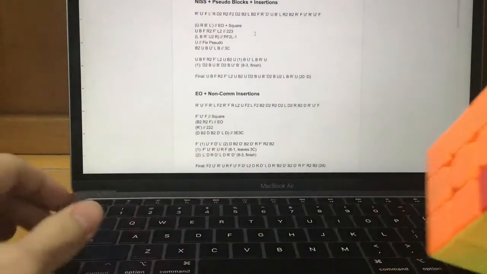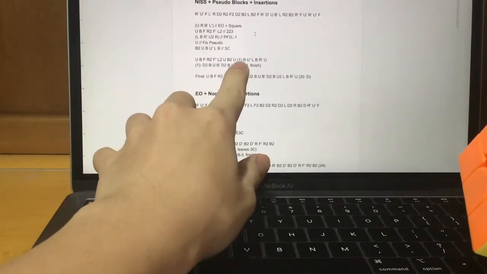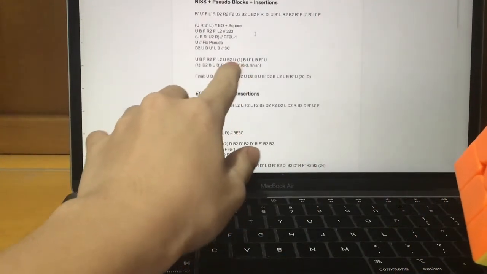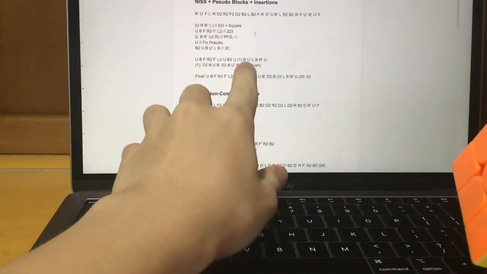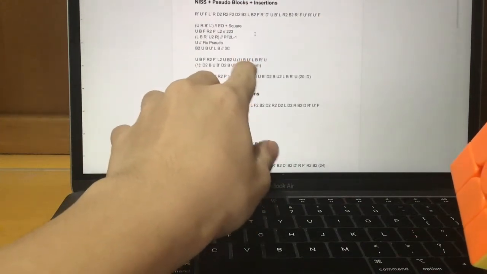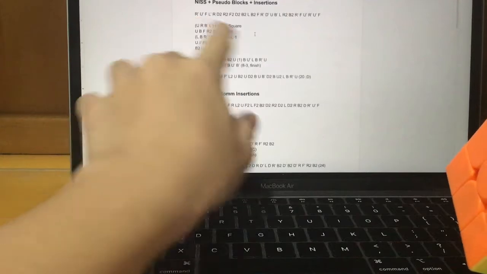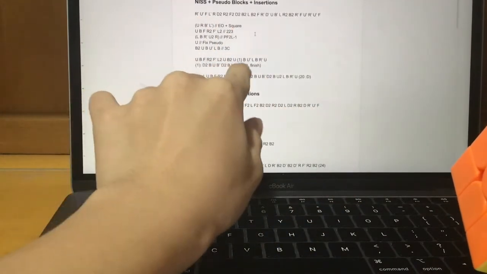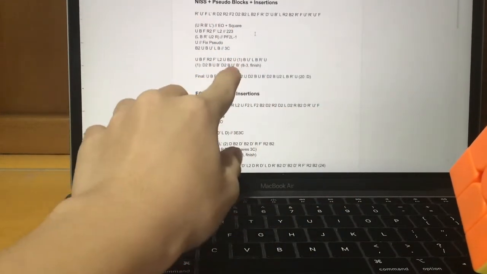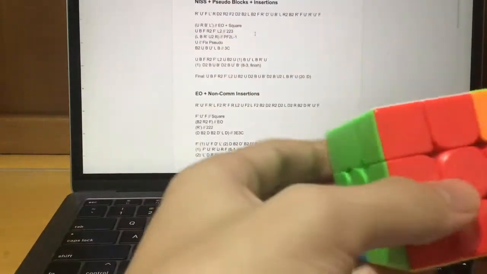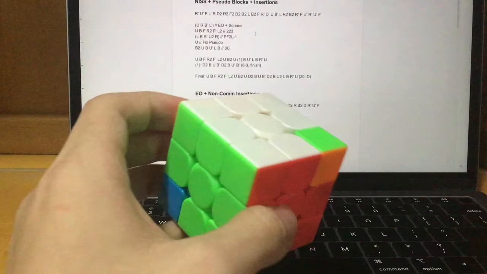So for inserting, I use a technique called NISS. It's basically, let's say, you want to search this point where the 1 is, in between U and B. You would scramble on a solved cube these remaining moves, do the scramble, then do these moves before the 1 to see what case you have for your insertions. It's way easier to visualize than using stickers.